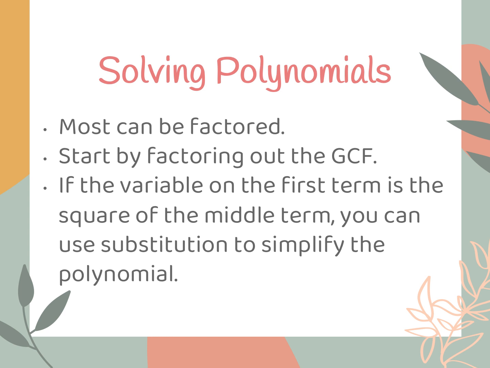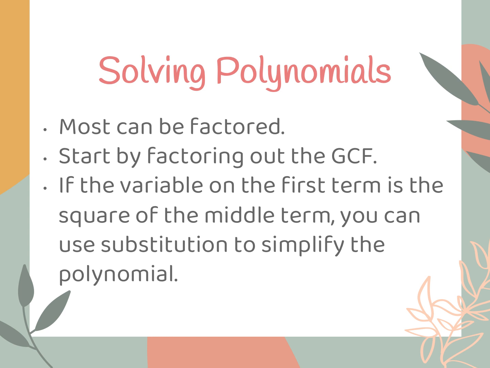Now, the third bullet point here says if the variable on the first term is the square of the middle term, we can use substitution to simplify the polynomial. This is what I'm going to teach you on Thursday, and this is called U substitution. All of this, when we're solving these polynomials, is leading us into graphing the polynomials.